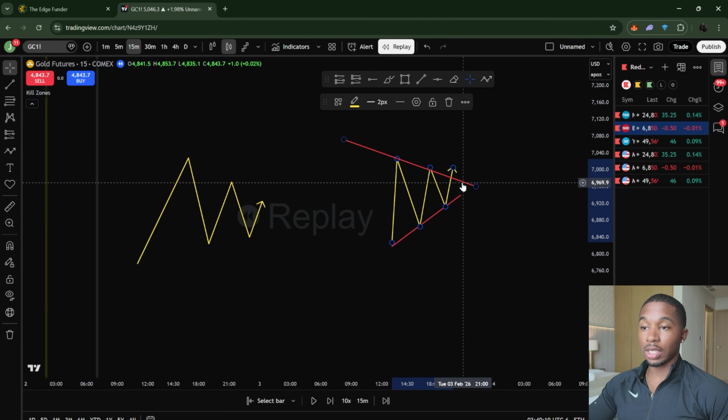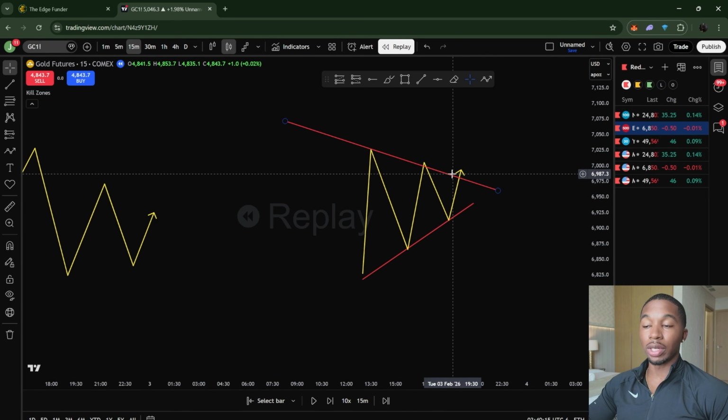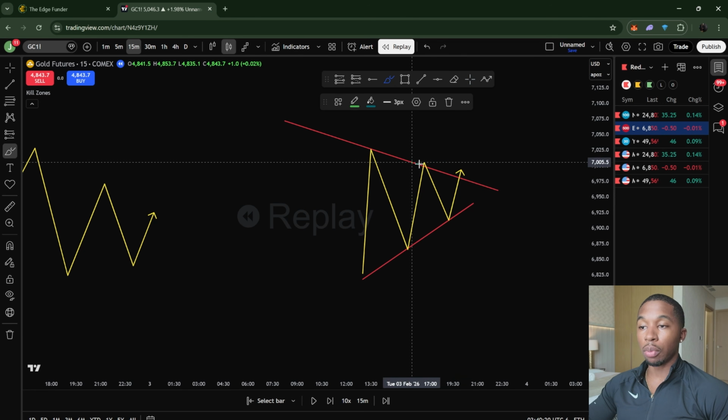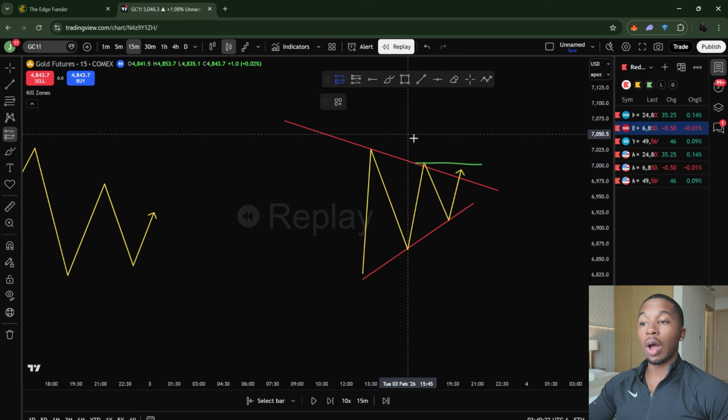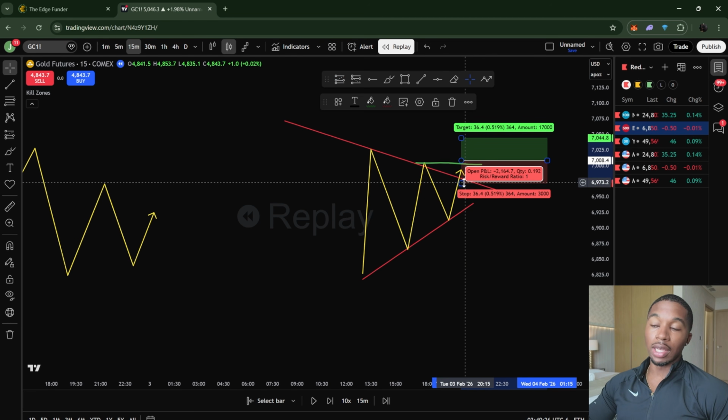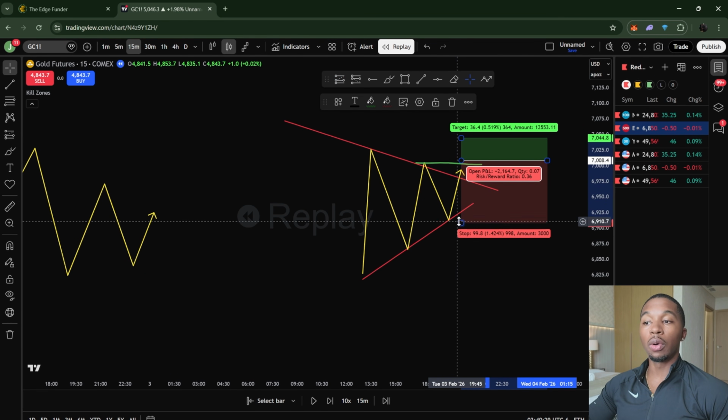For example, with this setup right here, right? I wouldn't just enter the trade as soon as price breaks above this trend line. It would need to break above this trend line and break above this recent high. So I would get entered into the trade as soon as it breaks above this recent high. And then what I'm doing is I'm putting my stop loss below a recent low.